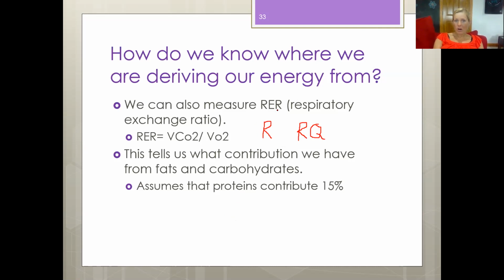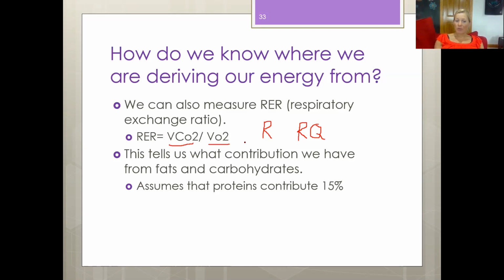Okay, so RER, R, and RQ are the same thing. If you see those somewhere else, or maybe you've heard of those in different contexts, they all mean the same thing. Basically, what we're looking at here is the amount of CO2 that I've produced in comparison to the amount of oxygen that I'm utilizing, okay? And it's able to tell us what contribution we're getting from which fuel source, okay?